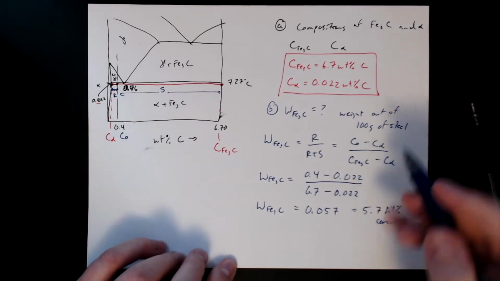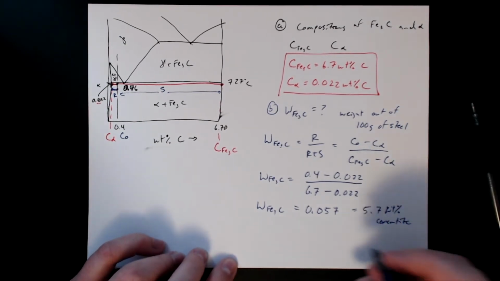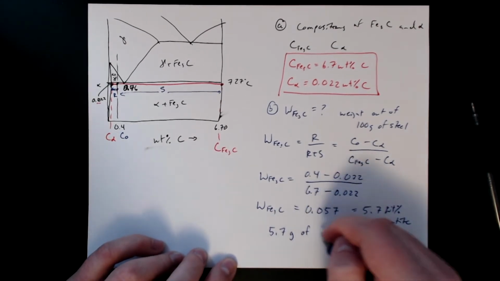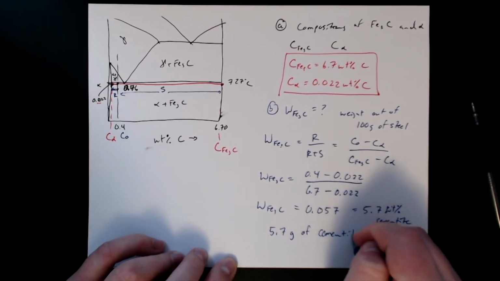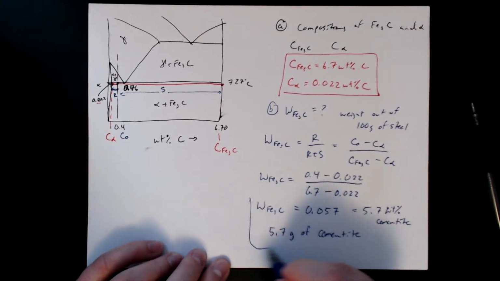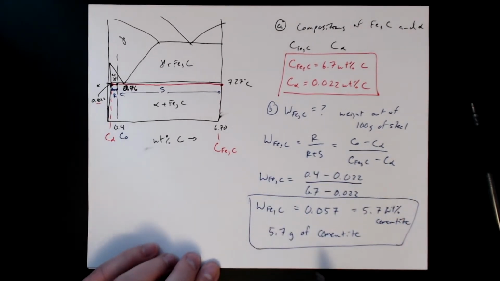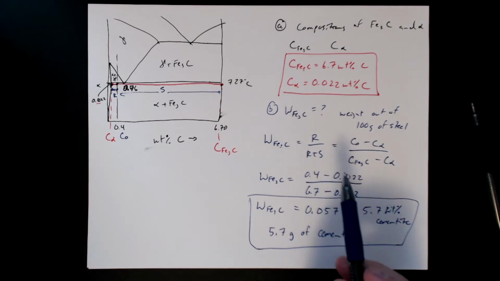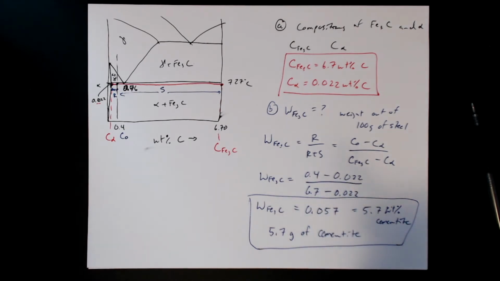Or since we're dealing with 100 grams, it's also 5.7 grams of cementite. So because we know that we have 100 grams, the weight percent and the number of grams of cementite are going to be the same. So that's part B, right? We're looking for the amount of cementite that's present in this alloy.